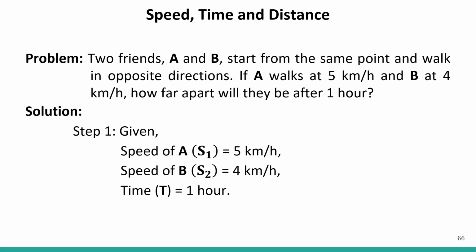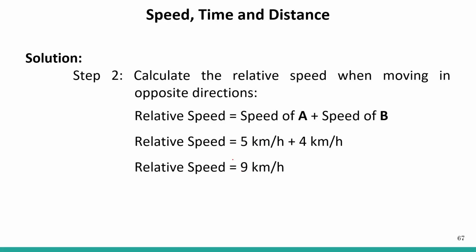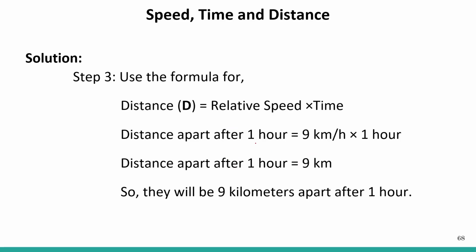So let's see the step-by-step solution. Given speed of A is equal to S1, that is equal to 5 km per hour. Speed of B will be 4 km per hour. Time is 1 hour. So relative speed is equal to 5 plus 4 km per hour, which is equal to 9 km per hour. Since the time is 1 hour, distance apart after 1 hour is equal to 9 km per hour into 1 hour, that is equal to 9 km. So they will be 9 kilometers apart after 1 hour.